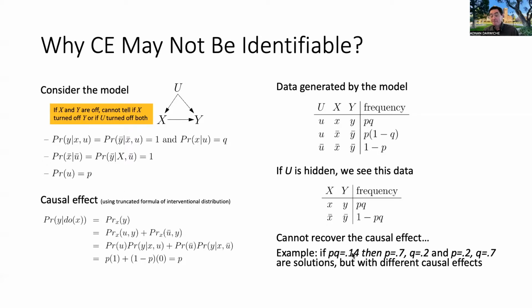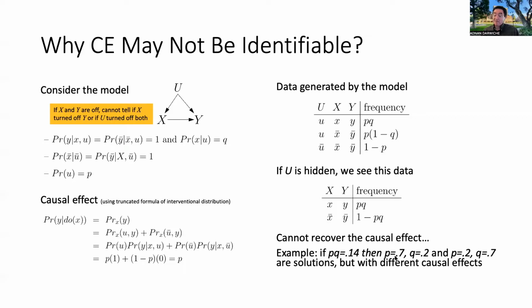So I saw 14% here, 86, right? There's 2 solutions for P and Q. It could be 0.7, 0.2, or 0.2, 0.7. Both of them will give you a product of 0.14. This case will give you a causal effect of 70%. This case will give you a causal effect of 20%. So there is no way from this kind of data to recover the causal effect.